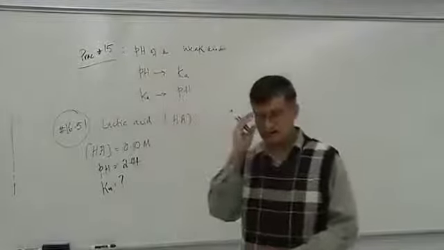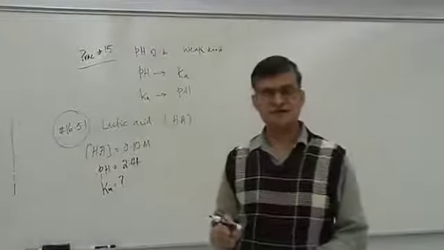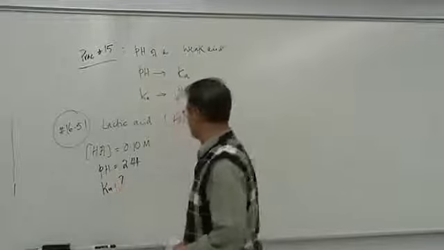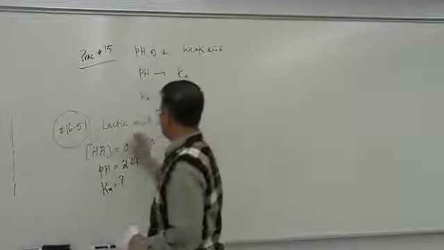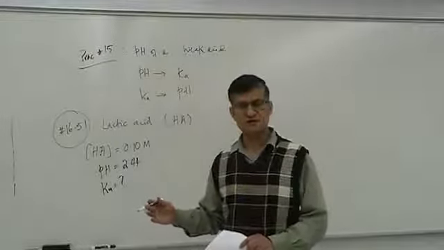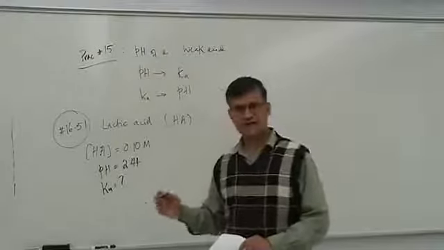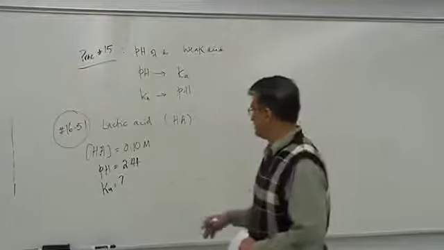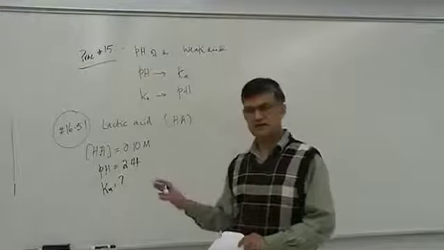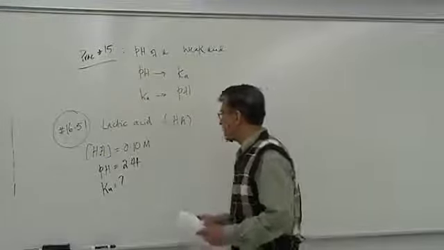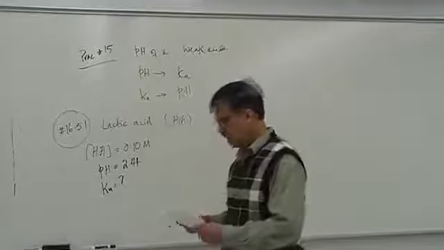I want to remind you that Ka is the equilibrium constant for acidic reaction, A for acid. So Ka is for acidic reaction. Lactic acid is a weak acid. It's not like one of those strong acids like HCl, HBr, HNO3. So anything other than those acids, most likely they are weak acids. So that's how you know lactic acid is not a strong acid.